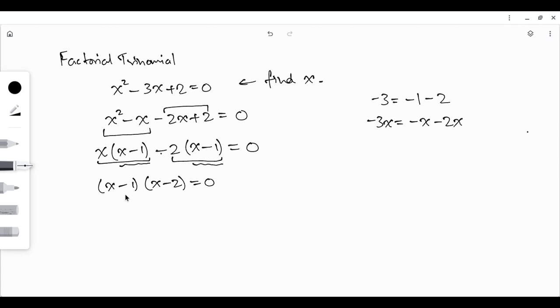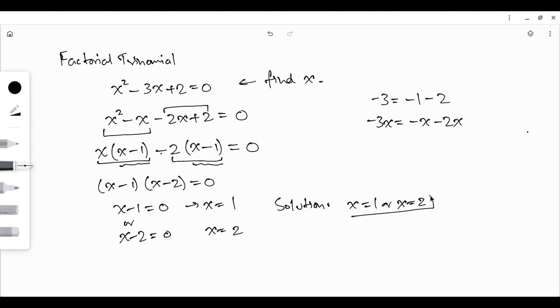And now I know this is a product of two things that is 0. So I have either x minus 1 equals 0 or x minus 2 equals 0. This gives me x is 1 and this gives me x is 2. So the solution is x is 1 or x is 2. Okay. Now the next goal, this is how the method works. The next goal is to figure out how I found that this is how I need to rewrite negative 3x. So let's look at another example.